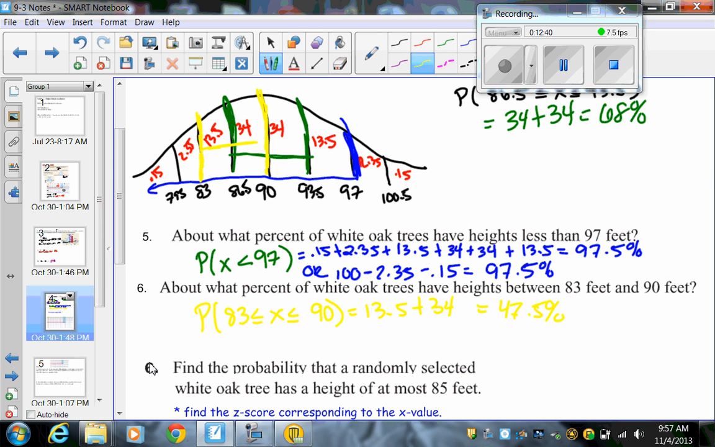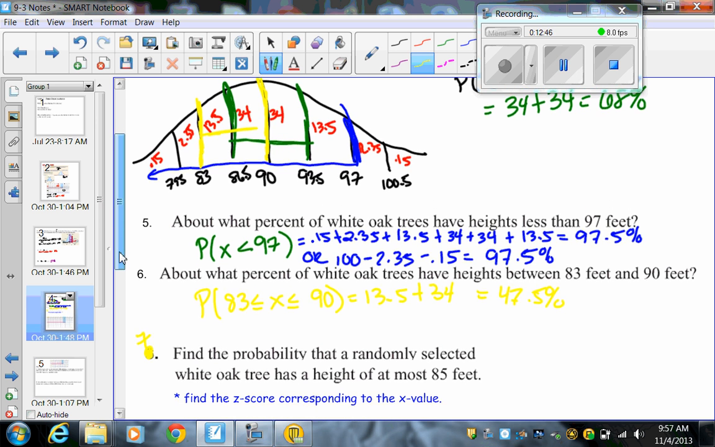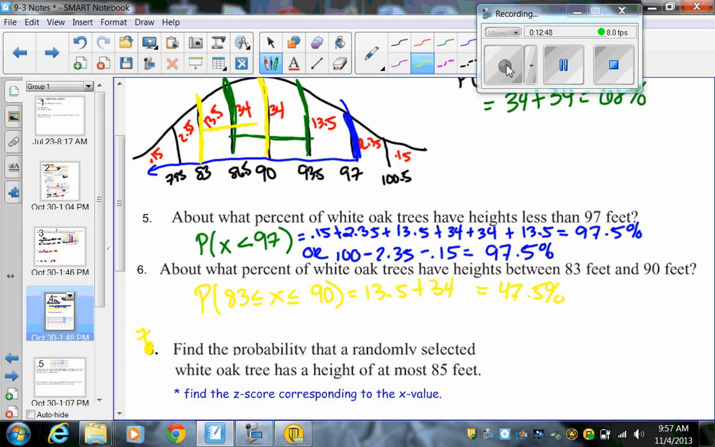And I just realized that this number is really number 7. It says, find the probability the randomly selected white oak tree has a height of at most 85 feet. So at most means that or less. So it's the probability that a tree is less than or equal to 85. But if you notice, 85 is not on our curve.